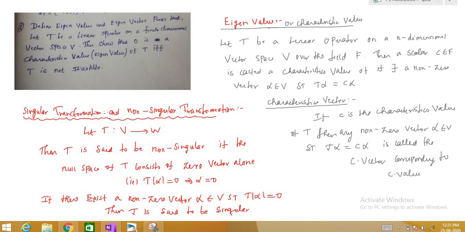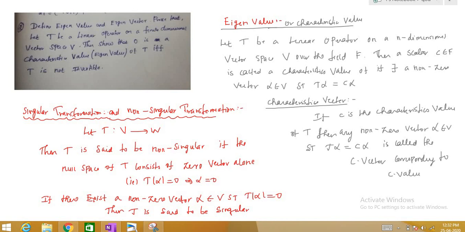Yeah, the second question is, define eigenvalue and eigenvector. Prove that, let T be a linear operator on a finite dimensional vector space, then show that 0 is a characteristic value of T if and only if T is not invertible, right? So I already explained the definition of eigenvalue and eigenvector in the linear algebra playlist. So let me explain again. So that you can see, eigenvalues and characteristic values are both the same.